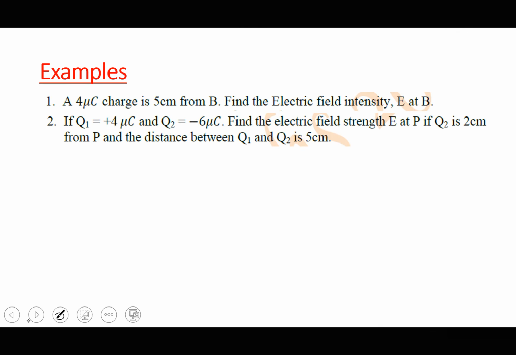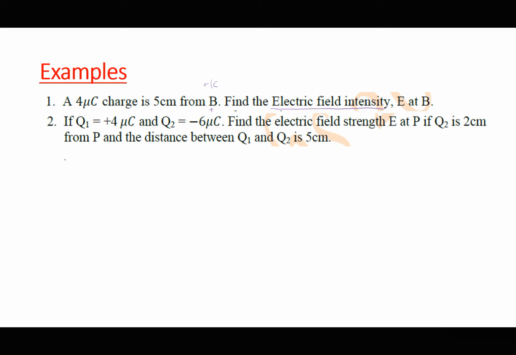Let's see a few examples. Number one, a 4 microcoulomb charge is 5 centimeters from point B. Find the electric field intensity E at point B. I have mentioned, to define electric field intensity or field strength, we imagine a unit positive charge at point B. A unit positive charge, that is a charge of 1 coulomb, positive 1 coulomb at point B. The force it experiences is actually the electric field strength.